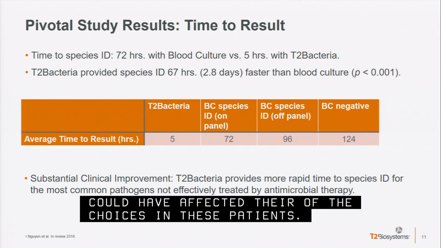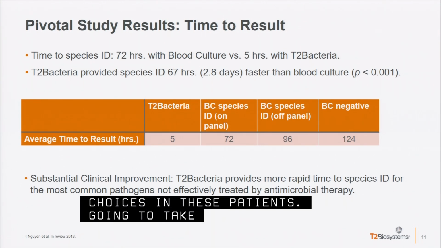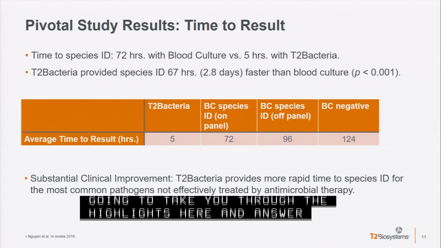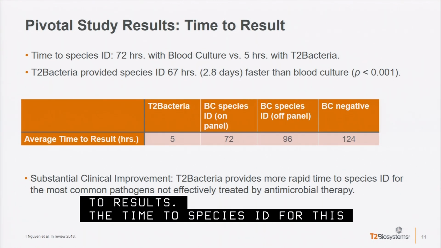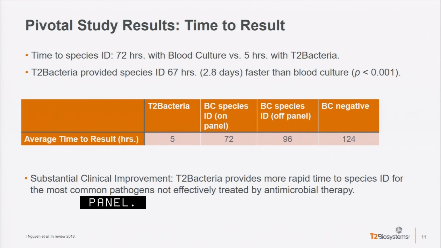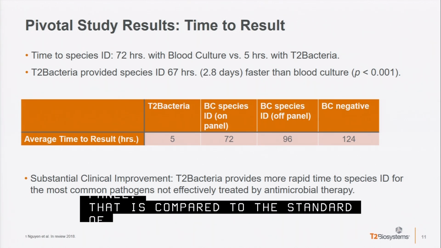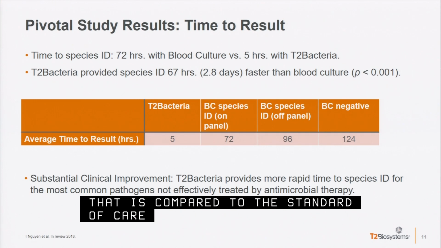The first takeaway is the time to results. The time to species ID for this panel on average for the study was 5 hours, as compared to the standard of care in these hospitals was 3 days. So that represents a significant time saving to getting this piece of information about whether or not your patient's infected with one of these pathogens.